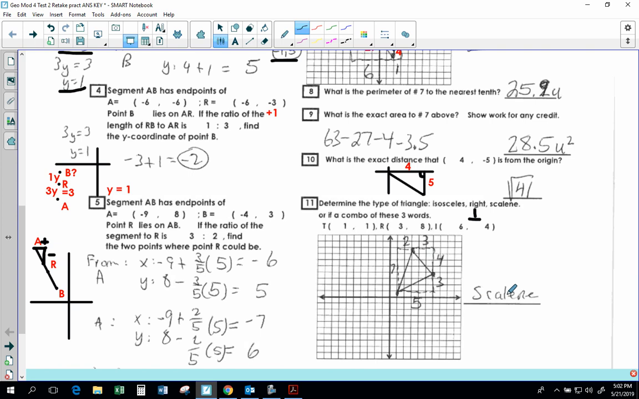Now it could be a scalene right triangle. So I have to check to see if this is a right angle. Well, how I check that is I get the slope of both of those segments. Well, the slope from here to here, obviously I went up 3 and right 5. So that slope is 3/5. Okay, so that slope, if I go ahead and write that down, will be 3/5.